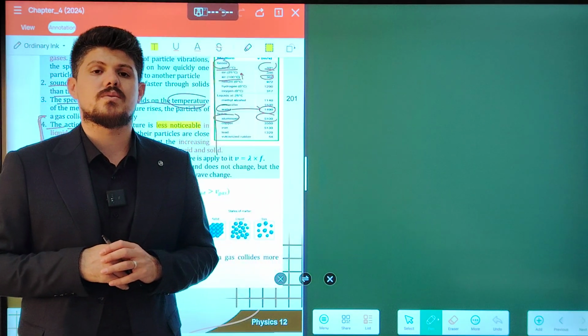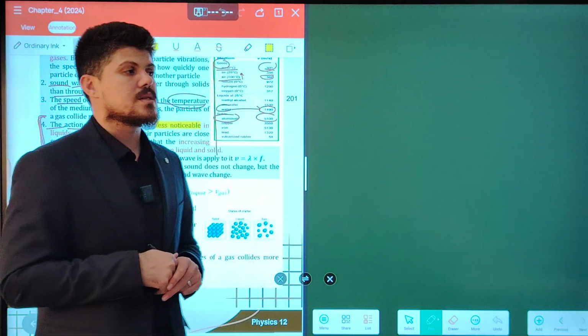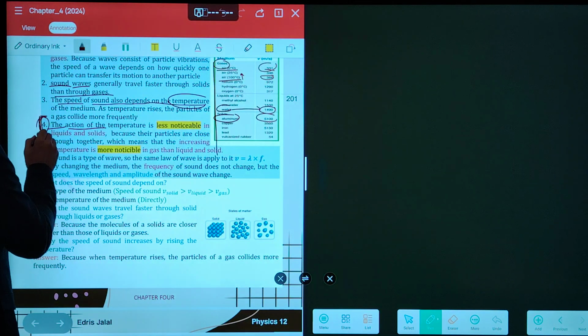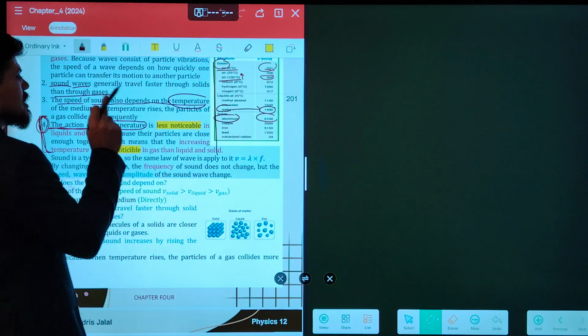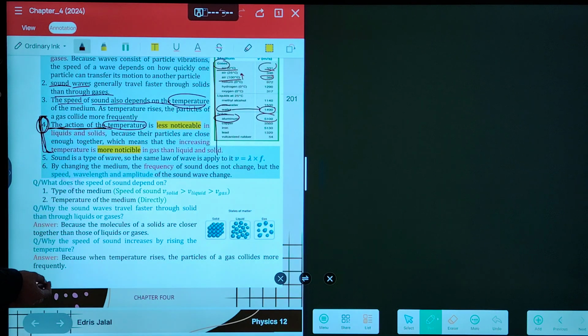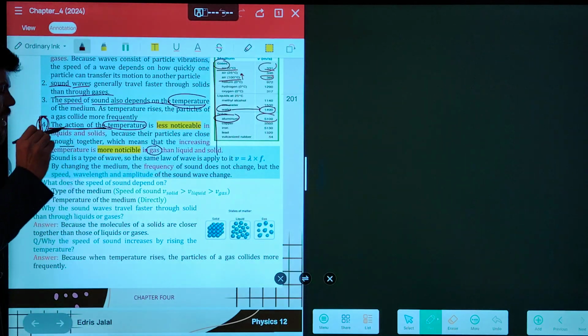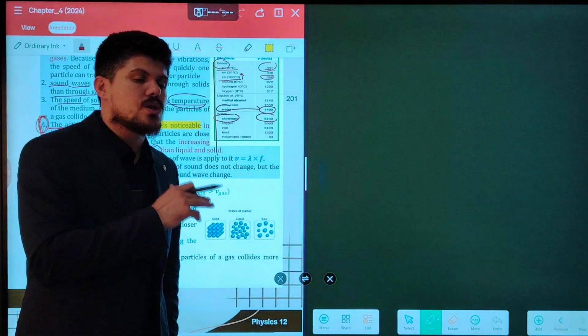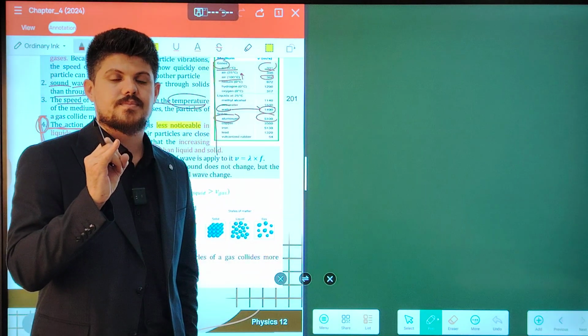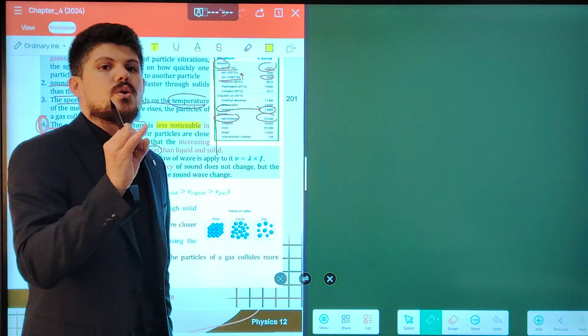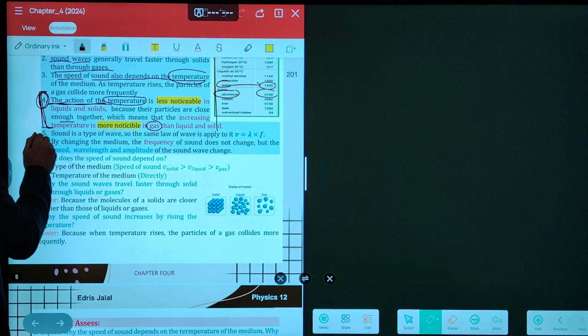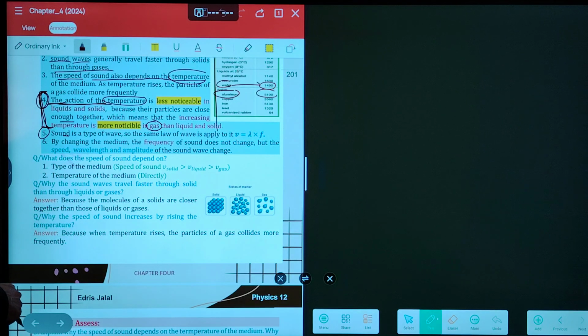Why? Because the particles of the air are far away from each other, so they need less energy to transfer it. Look at note number 4: the action of temperature is less noticeable in liquid and solid because the particles are close enough together, which means that increasing temperature is more noticeable in gas. But the speed of sound is faster in which medium? Solid.